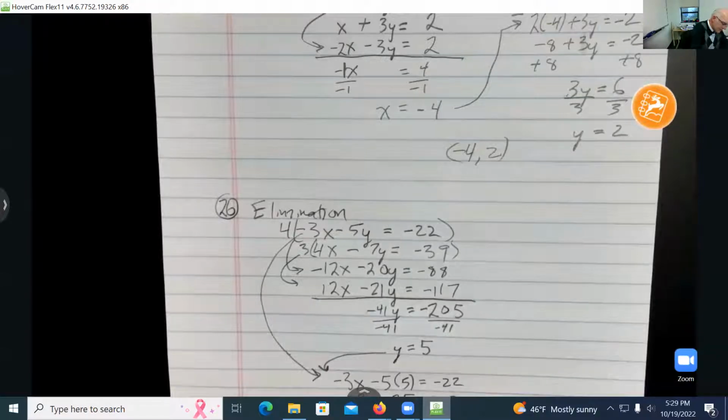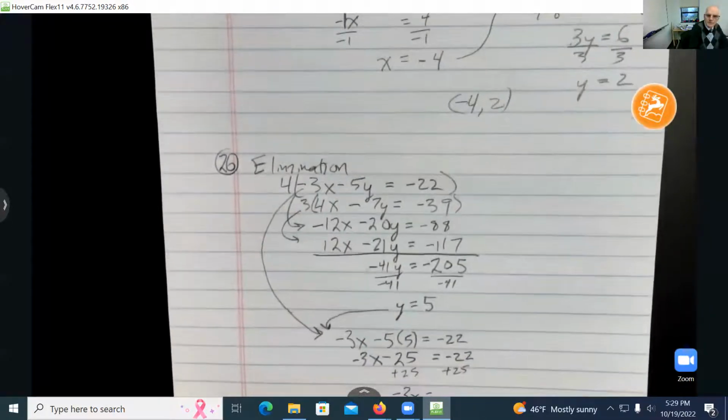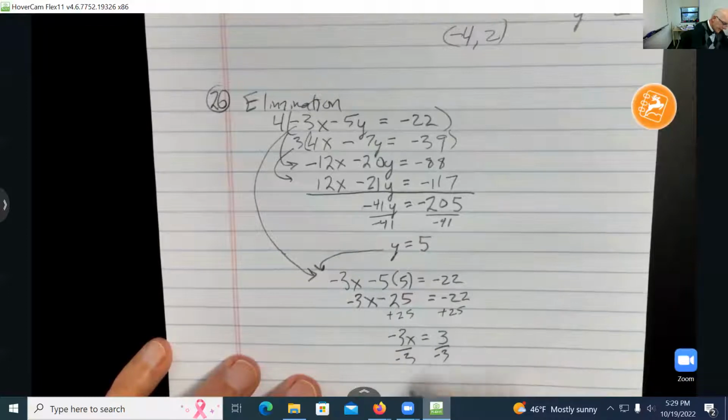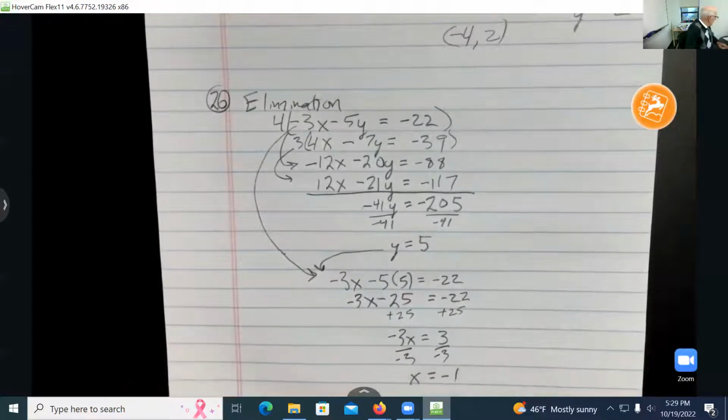I'm going to add positive 25 to both sides. Negative 3x is left on the left. Negative 22 and positive 25 is 3. Divide by negative 3, and I get x equals negative 1. So I'm getting negative 1 for x and 5 for y.